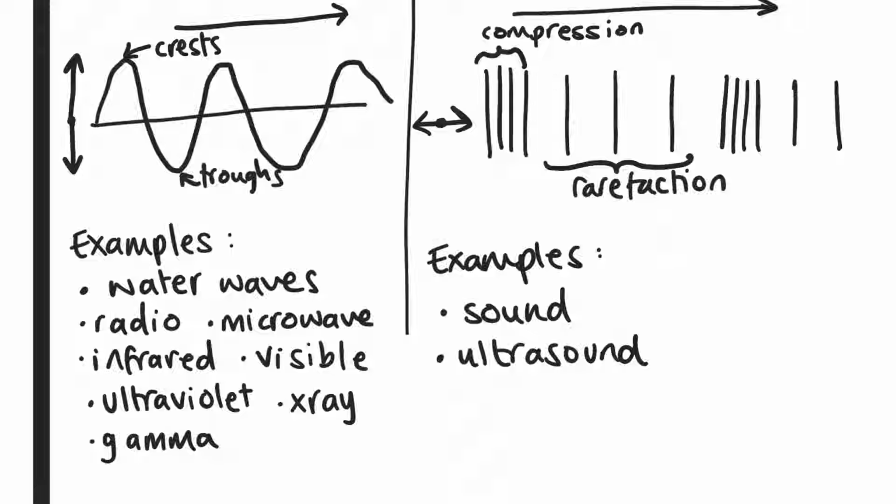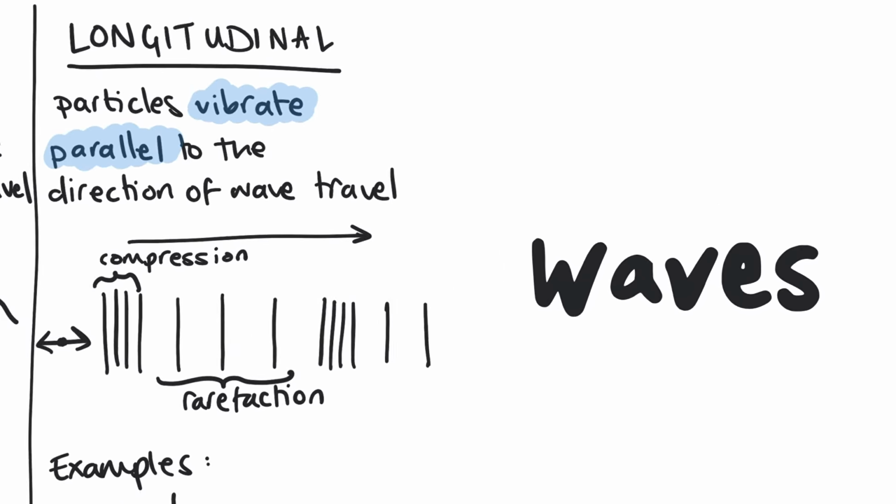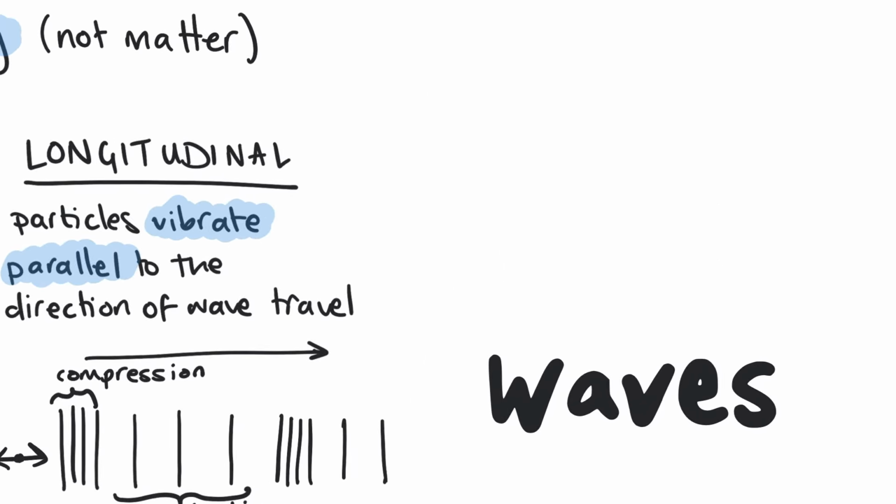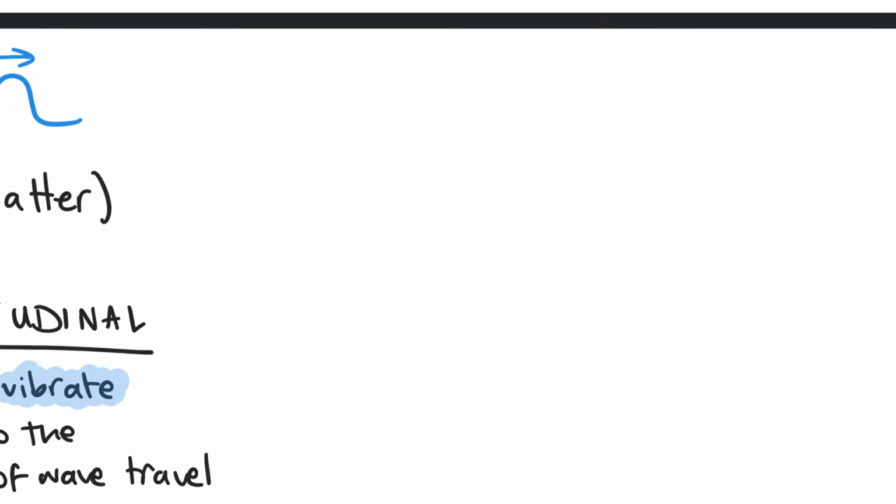Information about these waves can be shown on a graph, and that graph could either be displacement against distance or displacement against time. So you will need to be able to read what kind of graph it is and take information from that graph.